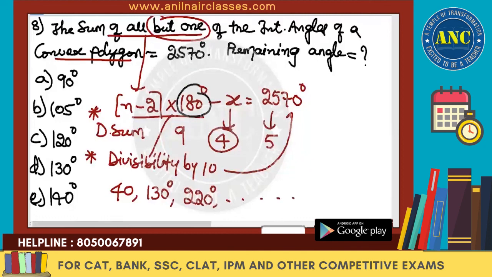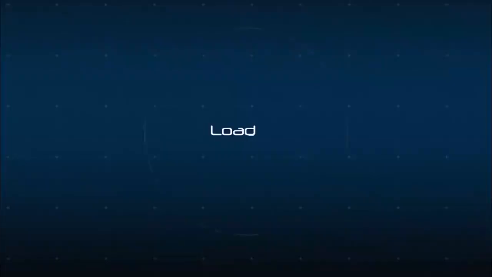This is divisible by 4, 40 is divisible by 4, and 70 is not divisible by 4. Because it is a convex polygon, all the angles should be less than 180. So the answer is nothing but 130 degrees. I hope the idea is clear.